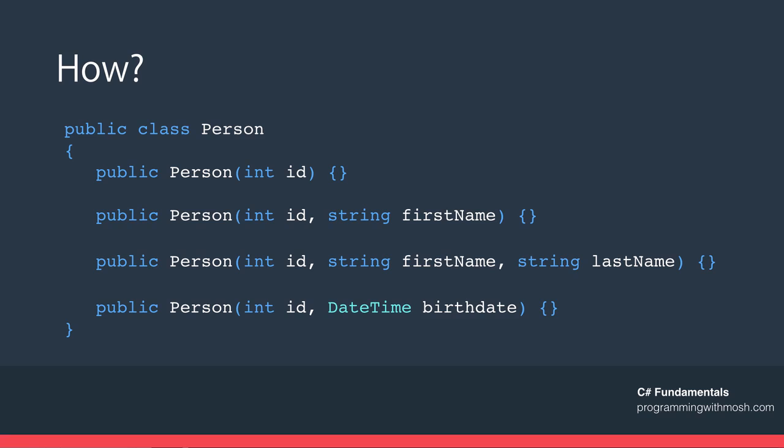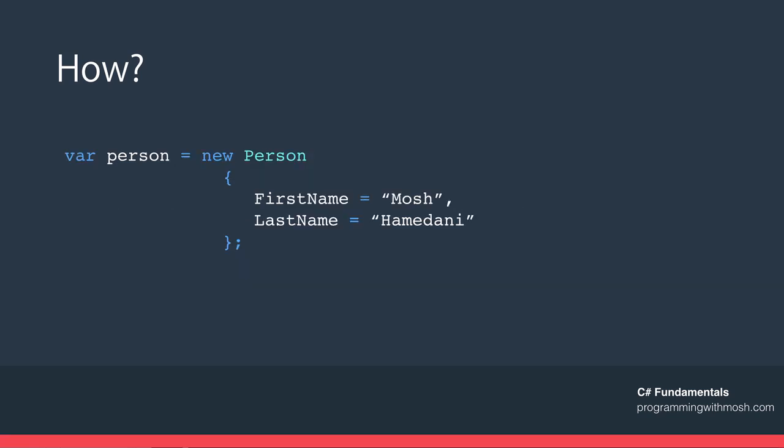With an object initializer, we don't need any of these constructors. We can simply initialize a person object like this. Note these curly braces here. I'm not calling one of the constructors of the person class. This syntax you see here is what we call object initialization syntax. So basically you specify the name of properties and assign them some initial value.